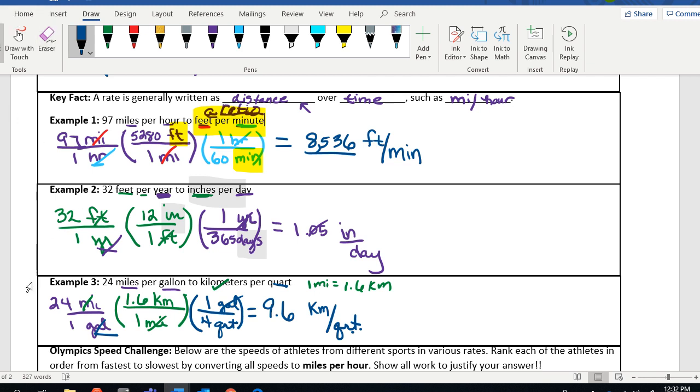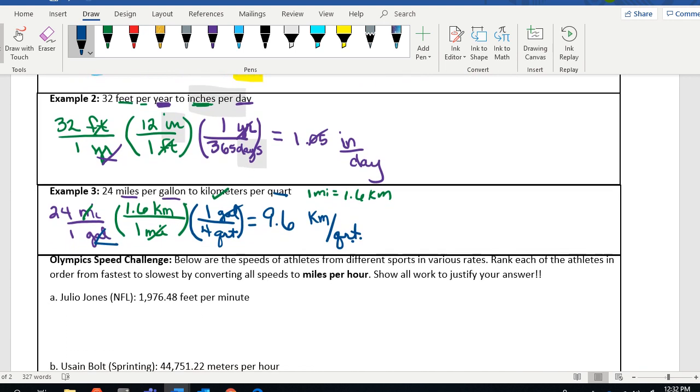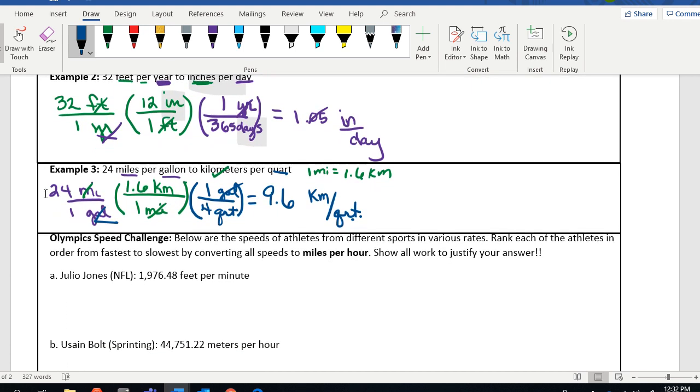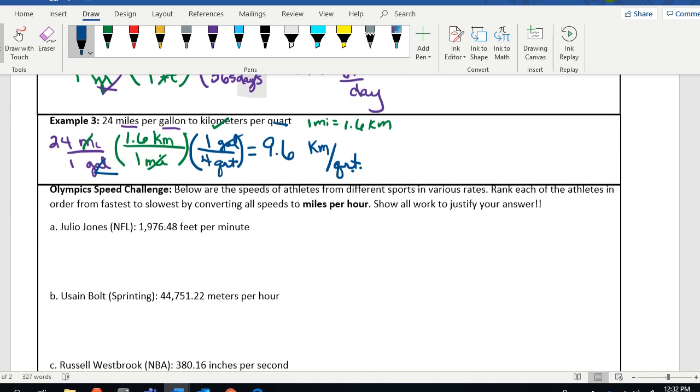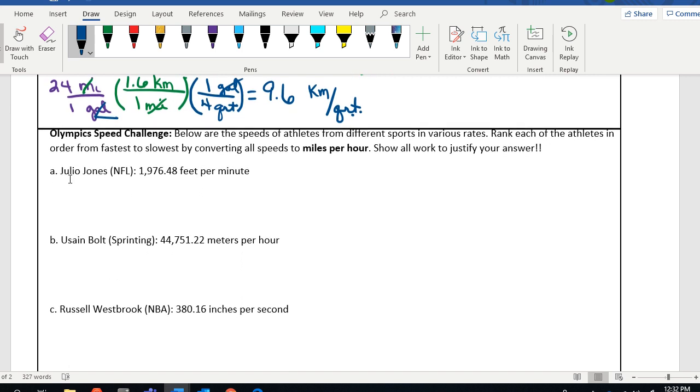All right. Olympic Speed Challenge. Below are the speeds of the athletes from different sports and various rates. Rank each of the athletes in order from fastest to slowest, converting all speeds to miles per hour. Okay, what I'm going to do is I'm going to do one of them for you, and then you're going to have to convert the others, and I'm going to give you some time to do that. So I'm going to do Julio Jones, just so you have one example.